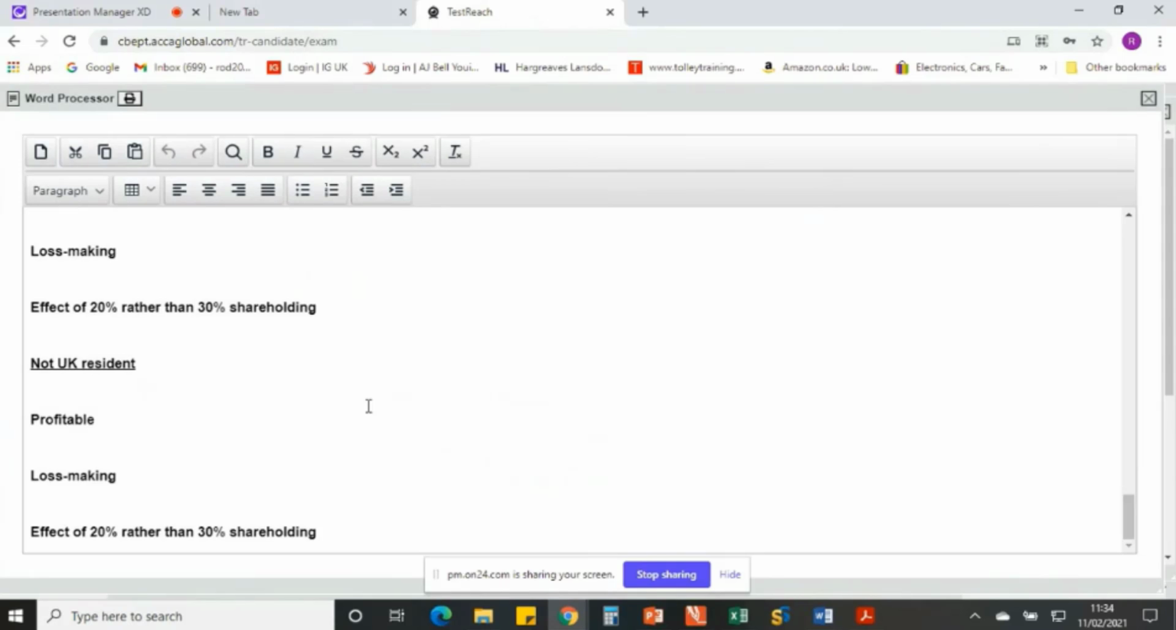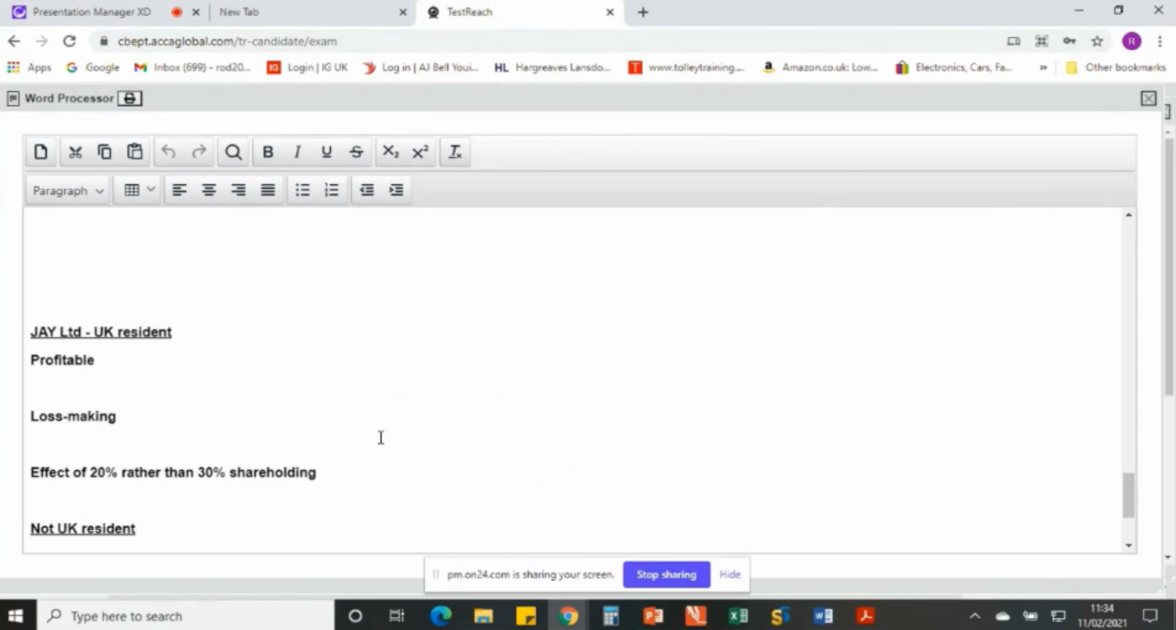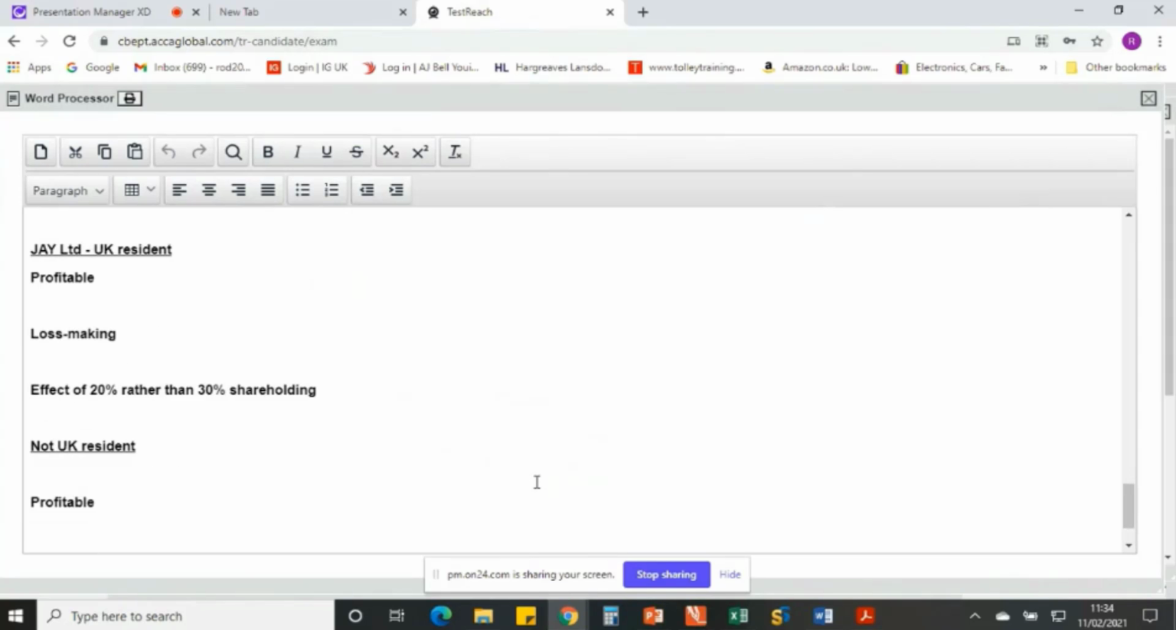J is not UK resident. What's the analysis if it's profitable? What's the analysis if it's loss-making? What difference does it make if the parent company has 20 or 30% shareholding? Now, if you see there, remember there's 9 marks for this area. We divide it into 2 sections. J is UK resident: profitable, loss-making, effect of 30%, 20%, 30%. So we've got 2 sections, UK resident and not resident, and we've got 3 subsections.